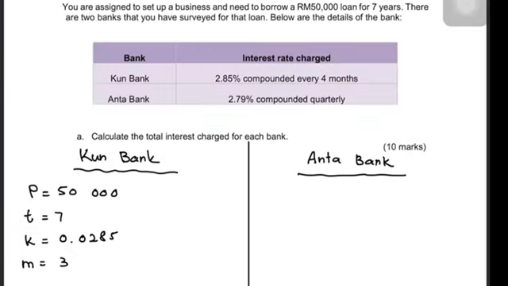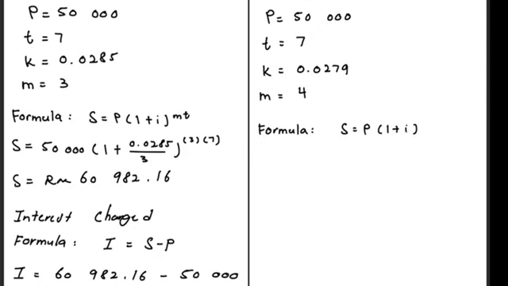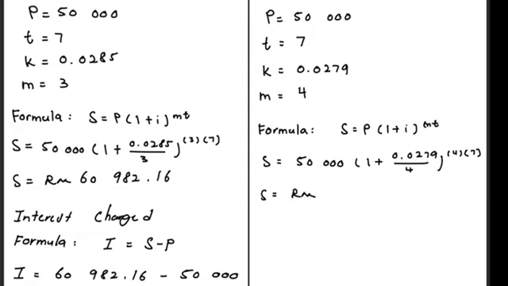Okay, so let's calculate for Anta Bank. It's the same thing. We have our information: P equals 50K, and the T is the same as well, 7 years, and the K is different since we have 0.0279 for the interest, and M, compounded quarterly, is 4. The formula we'll be using is S = P(1 + i)^MT. Let's insert our information: S = 50,000(1 + K/M)^MT, where K is 0.0279 over 4, M is 4 and T is 7. So the total we'll be getting is RM60,742.59.